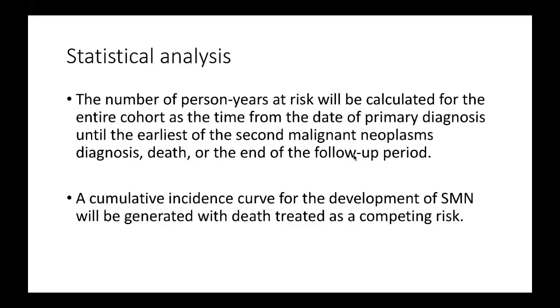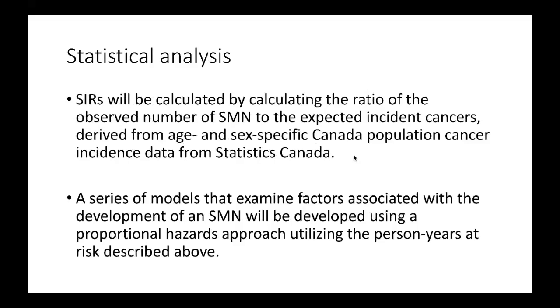Then we will calculate a cumulative incidence curve, just like the study from Korea. For the development of SMNs will be generated using death as a competing risk. So we always have to control this type of data for death because that's a competing risk factor. So it does get into some complicated analysis when you're trying to identify true incidence. And I think that goes back to the need of a national population-based study because you have less confounding and less selection bias in those circumstances.